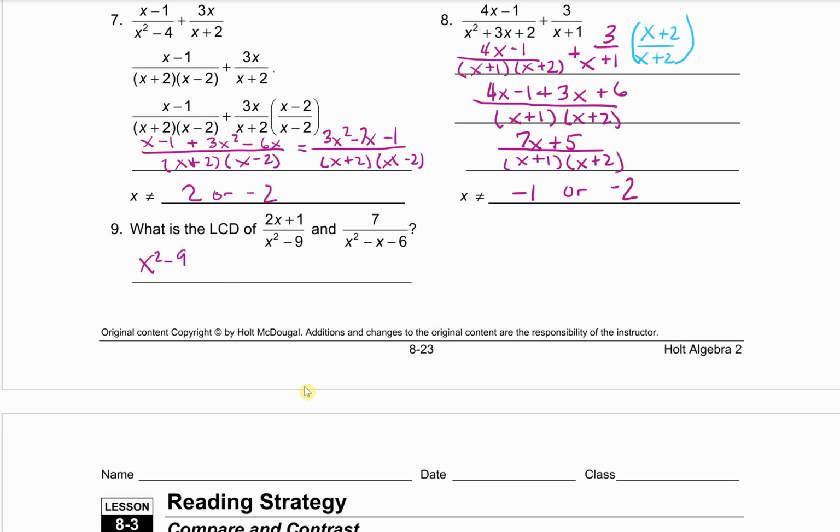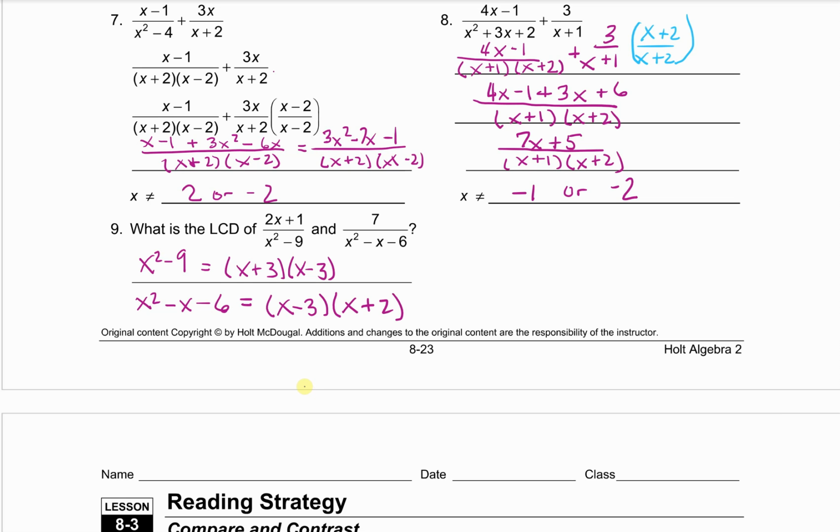X squared minus 9 factors to x plus 3 times x minus 3. X squared minus x minus 6 becomes, let's see, factors of negative 6 that add up to negative 1, that would be x minus 3 times x plus 2. So they both have an x minus 3. The first has an x plus 3, the second has an x plus 2.